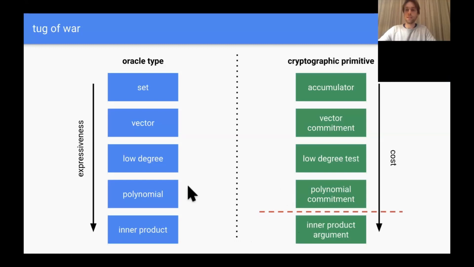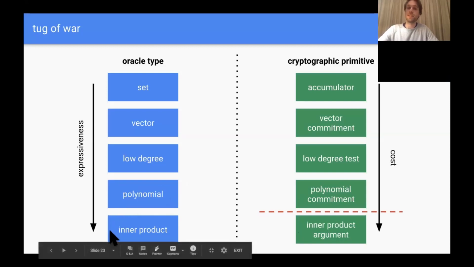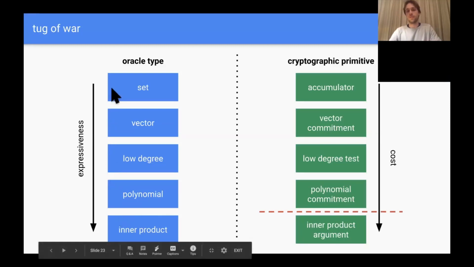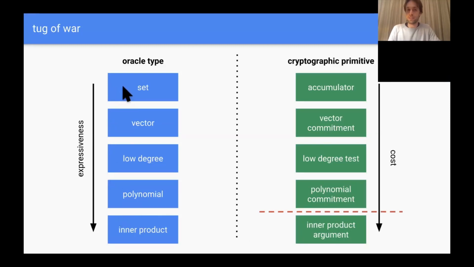And it turns out, through various recent discoveries like Sonic, PLONK and Marlin, that polynomials are actually pretty damn powerful, and you don't actually need the expressiveness of the inner product to do SNARKs. Does that make sense? And the reason why I call it a hierarchy is because for some constructions, there's a natural way to amplify them from one to another.